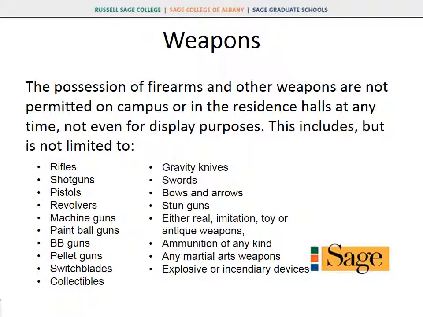Weapons. The possession of firearms and other weapons are not permitted on campus or in the residence halls at any time, not even for display purposes. This includes, but is not limited to, rifles, shotguns, pistols, revolvers, machine guns, paintball guns, BB guns, pellet guns, switchblades, collectibles, gravity knives, swords, bows and arrows, stun guns, either real, imitation, toy, or antique weapons, ammunition of any kind, and any martial arts weapons. Also prohibited are explosive or incendiary devices.